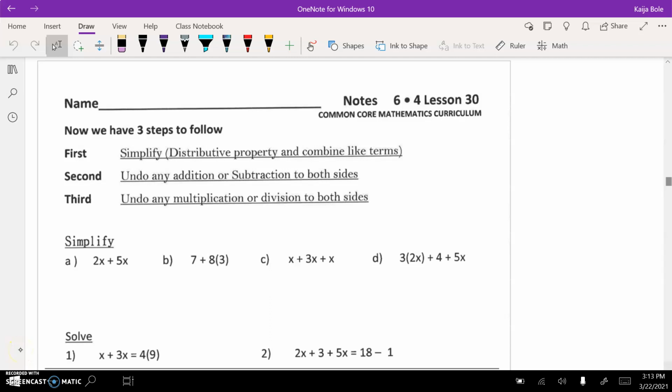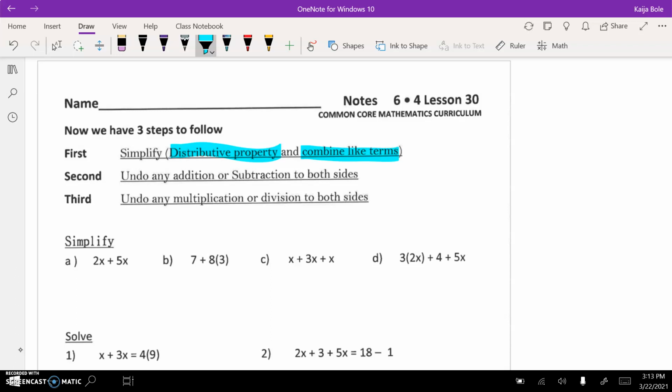Here we are on the notes for 4.30. So this is the last section in the solving equations part of your packet. And it says now at the top, we have 3 steps to follow. So first step is to simplify, which means you might have to distribute or combine like terms, maybe both. And then it's just on to what we have been doing.